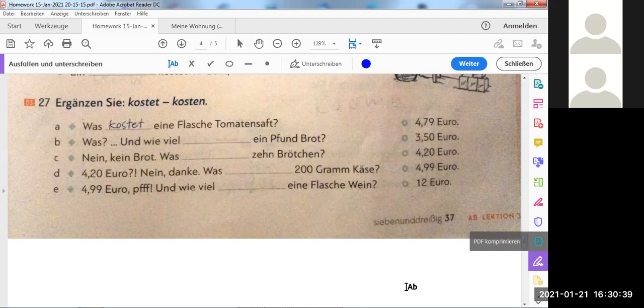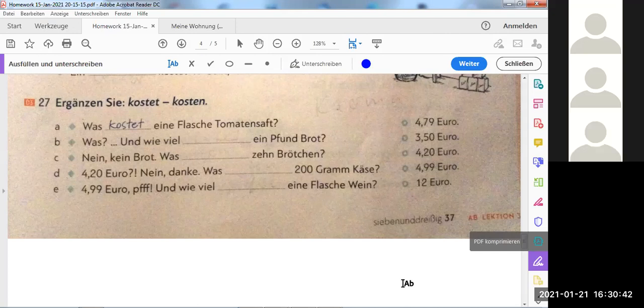So, one thing, costed. More, costing. Beispiel: Was kostet eine Flasche Tomatensaft? So the control preposition is eine. One. What costs one bottle of tomato juice? Okay, nice. Tomato juice. And I don't like drinking it, I like orange juice. So, Vasco said, Eine Flasche Tomatensaft. Then in the response here, okay, vier Euro neun und siebzig.